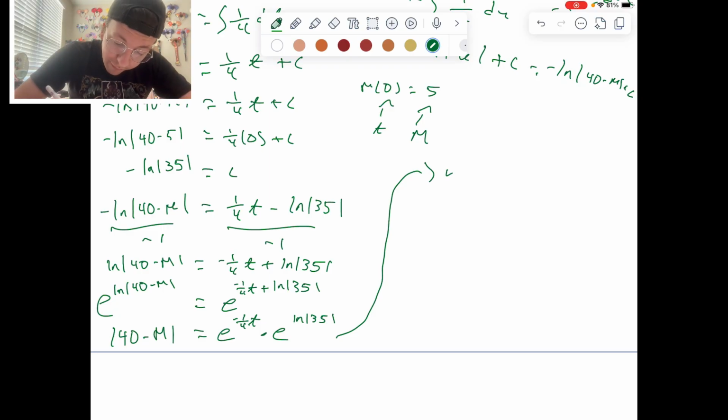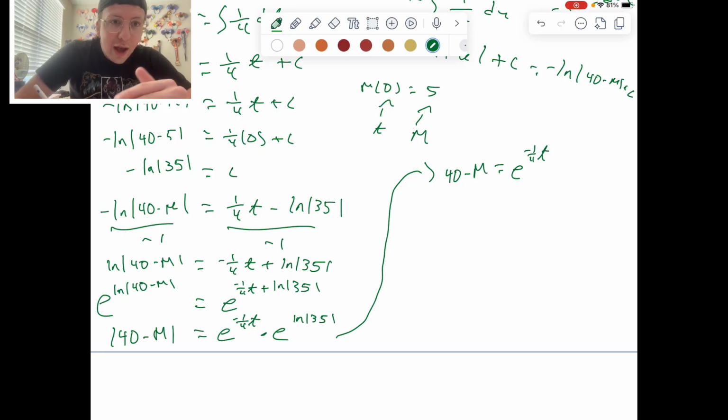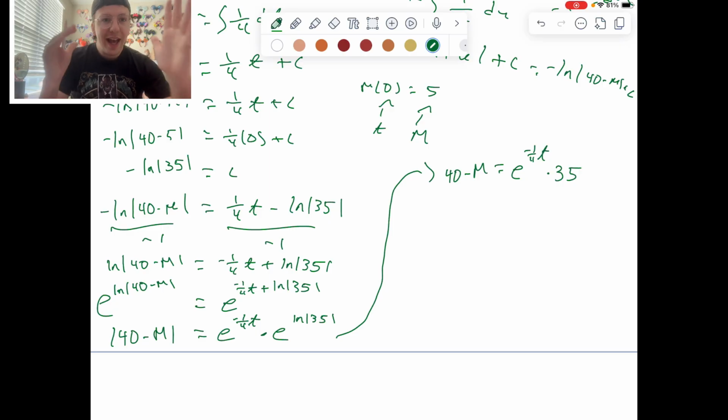So we can just leave that 40 minus m and have that e to the negative 1/4 t. And then we have e to the natural log of 35. What did we just do? E and natural log cancel each other out. So I'm just left with the absolute value of 35. The absolute value of 35 is just 35. So it's times 35.